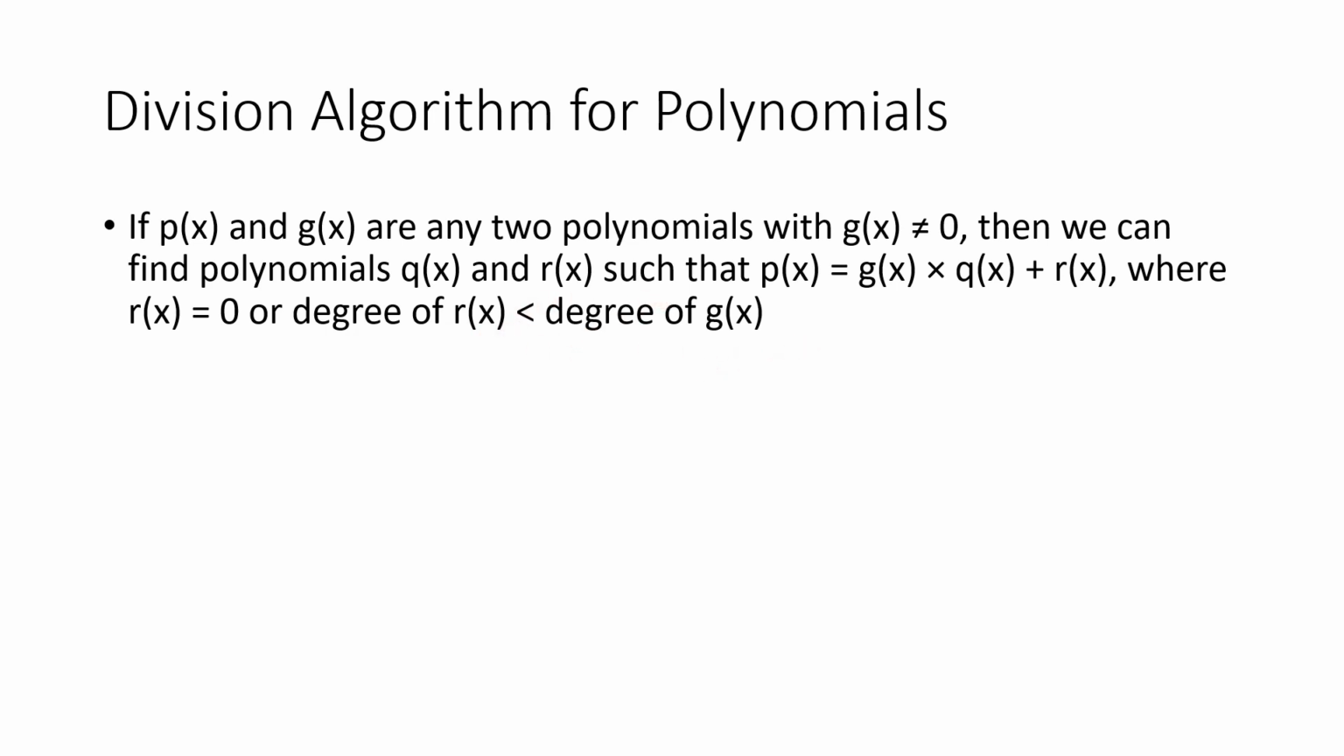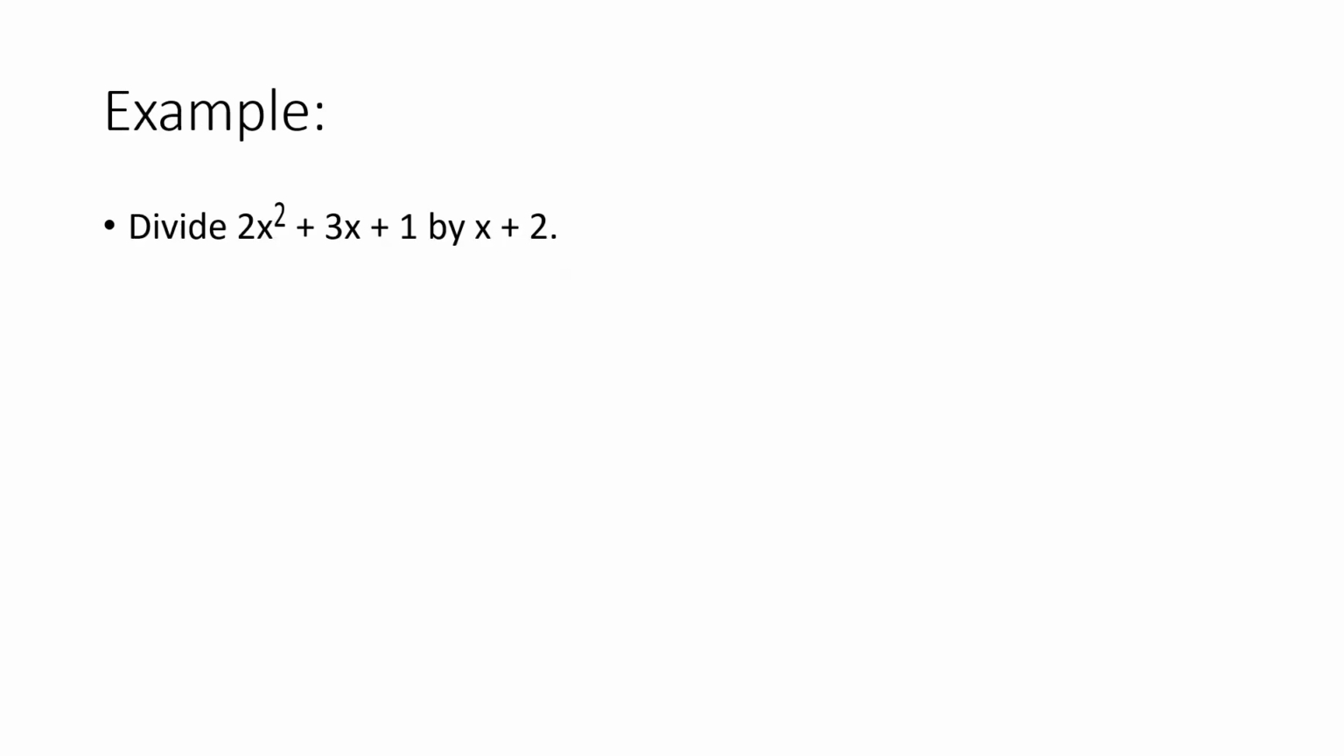This somewhat looks similar to what we already know. Dividend is equal to divisor into quotient plus remainder. So let us take an example to understand the division algorithm for polynomials. Now in this example, 2x square plus 3x plus 1 divided by x plus 2.